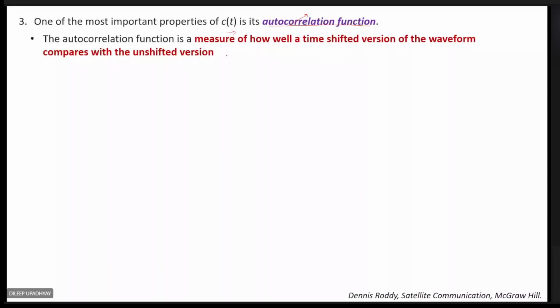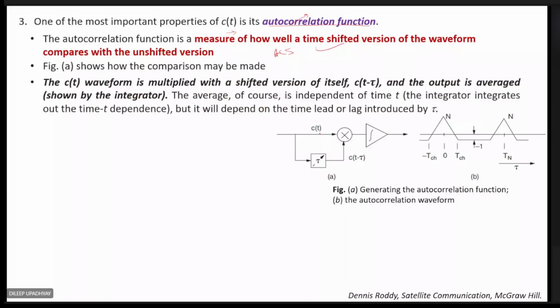The autocorrelation function is a measure of how well a time-shifted version of the waveform compares with the unshifted version. All of you know this; I have already discussed it in probability and random processes, and you might have already studied it elsewhere also. So in this figure A, we see the autocorrelation function of the PN sequence. That is, how can we calculate it?